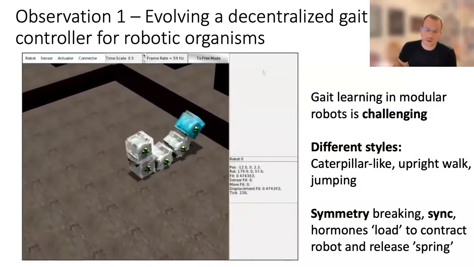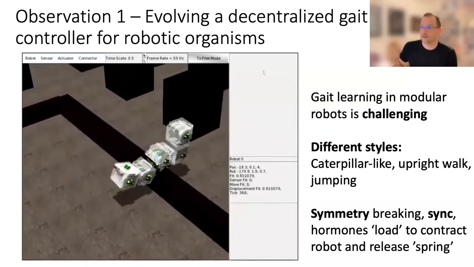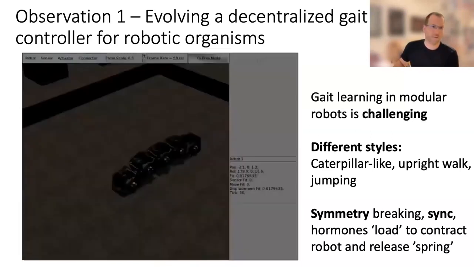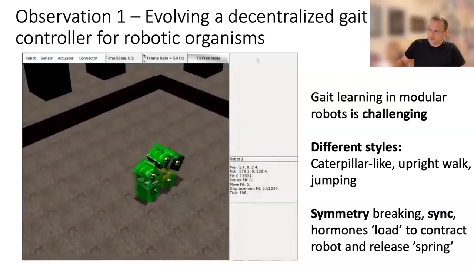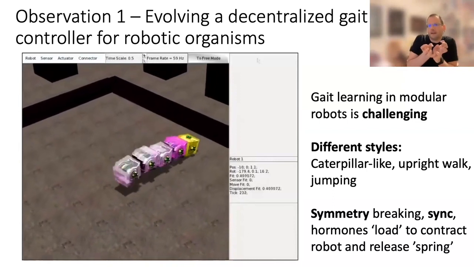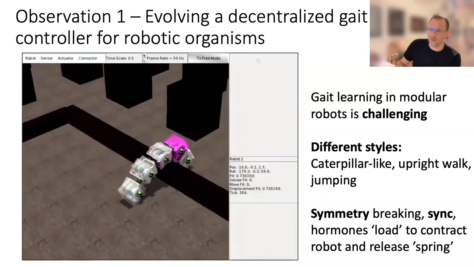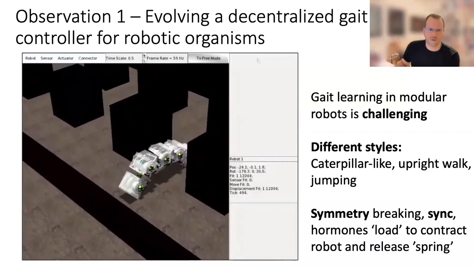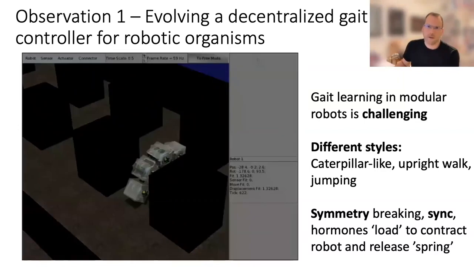And the other challenge is synchronization. If they jump, it's of course required that all the modules act to some extent in sync. Here you see a robot that's basically loading like a spring and then releasing it at once to jump. And this is also a kind of motion that helps the robot to overcome this wall. And we were quite amazed to see these different behaviors.